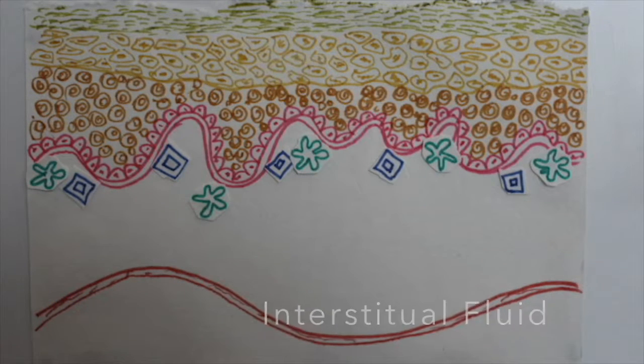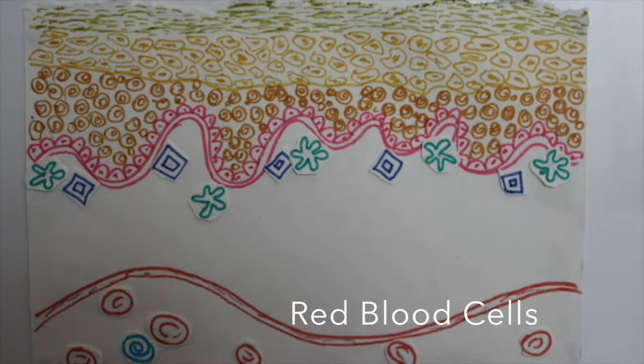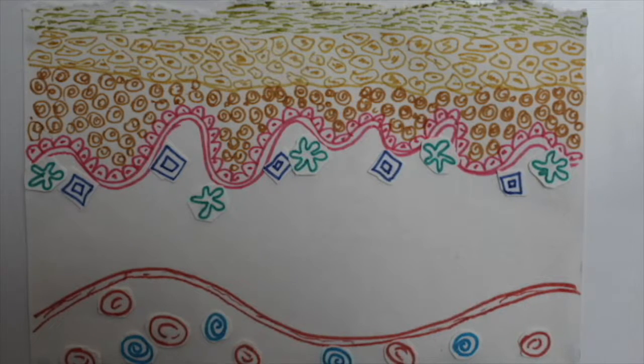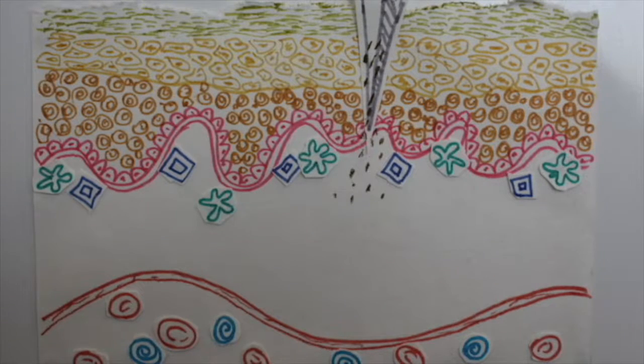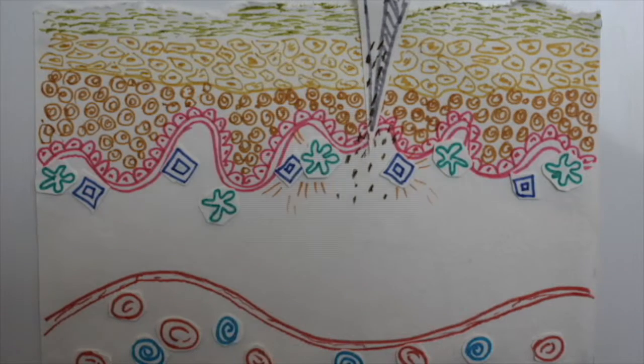We then have the interstitial fluid and the capillaries. Within the endothelial cells of the capillaries lie red blood cells and types of white blood cells, including neutrophils. When the skin is penetrated, for example with a pin, the first line of defense is broken, causing pathogens and other foreign particles to enter the body. The bacteria begins flooding the interstitial fluid.